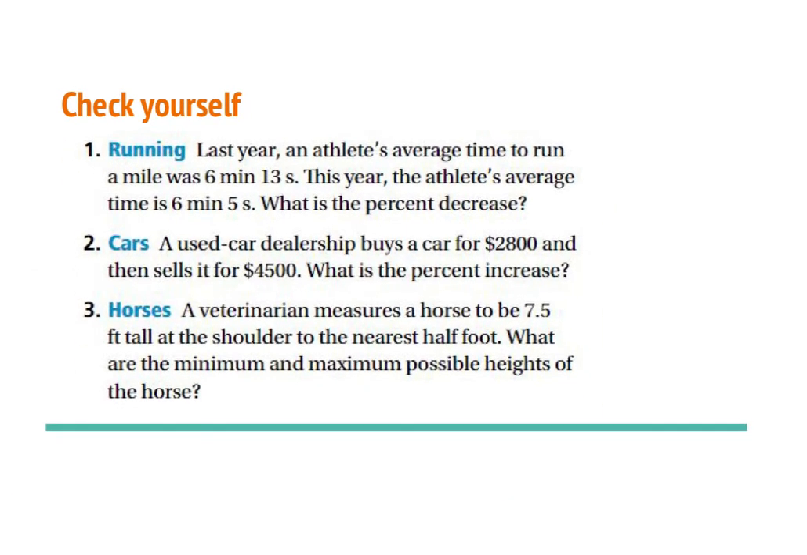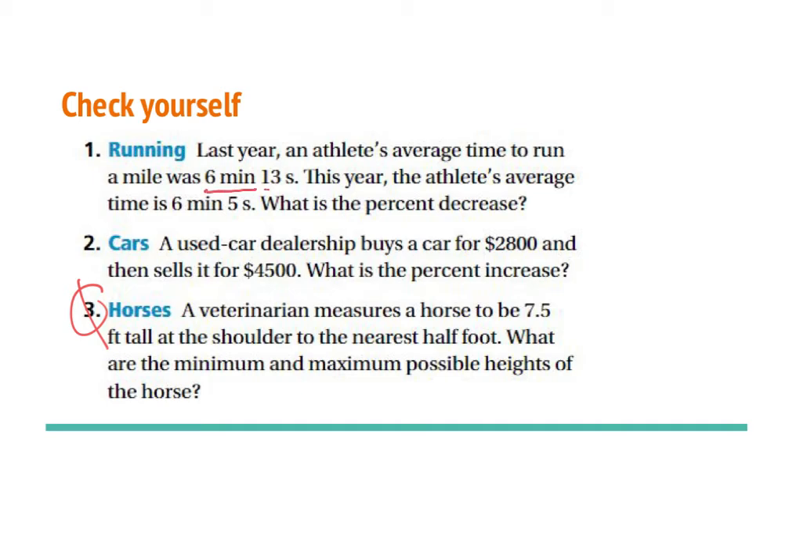Now we're going to check ourselves before we wreck ourselves. Running: last year an athlete's average time to run a mile was 6 minutes and 13 seconds. This year the athlete's average time is 6 minutes and 5 seconds. What is the percent decrease? For these three problems, don't do number 3. For number 1 and 2, I want you to try them on your own and then check your answers on the next slide. But we'll go over these together.